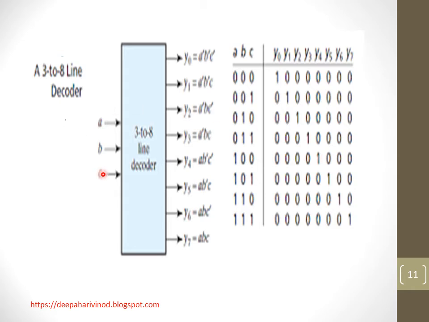So it has 3 inputs as well as 8 different outputs. Depending upon the input combination itself, the corresponding output will be high. It will also have an enable pin, which enables this decoder so that it starts working as per the input provided.